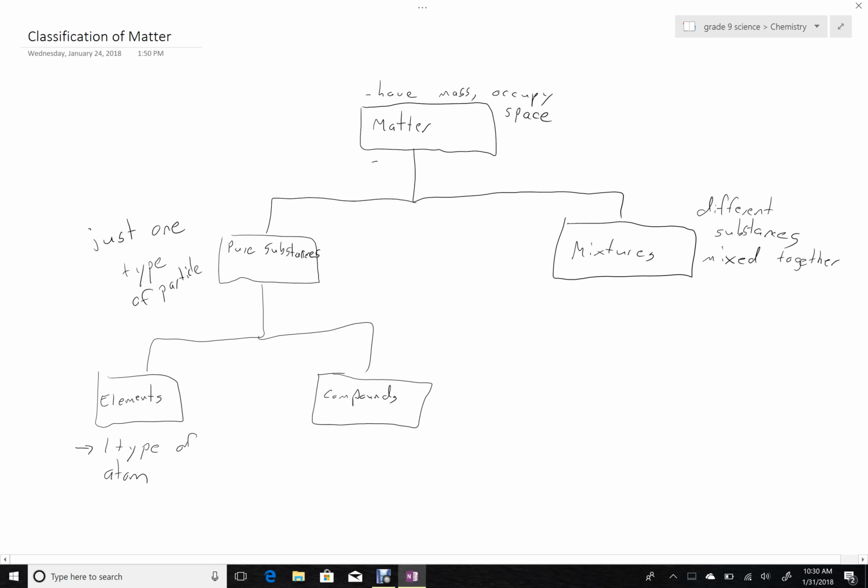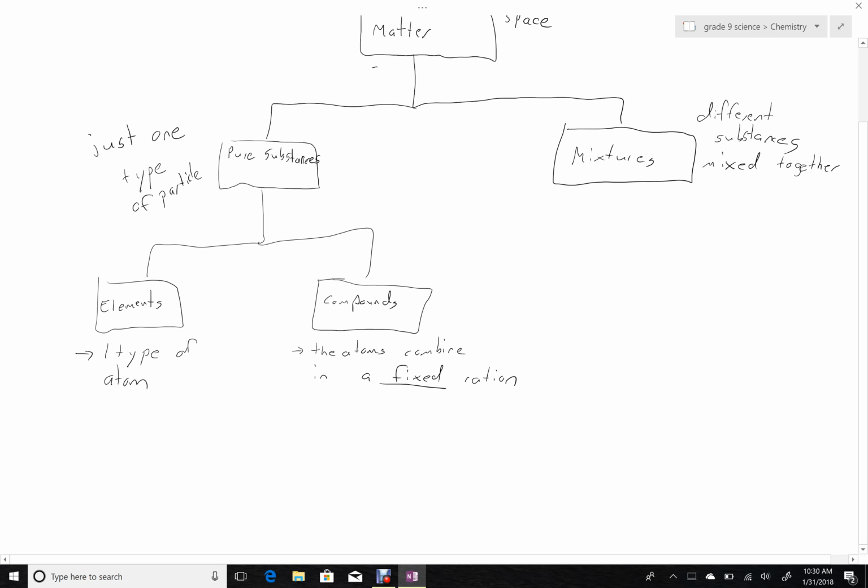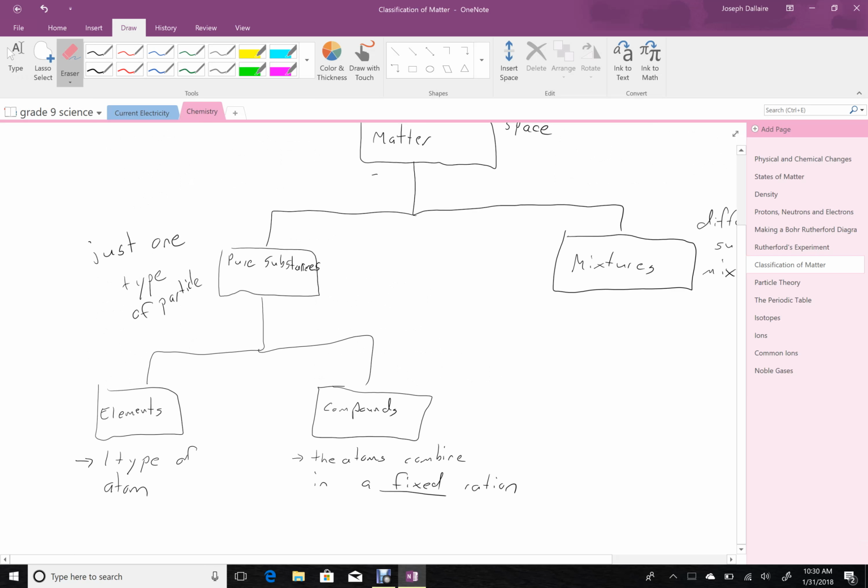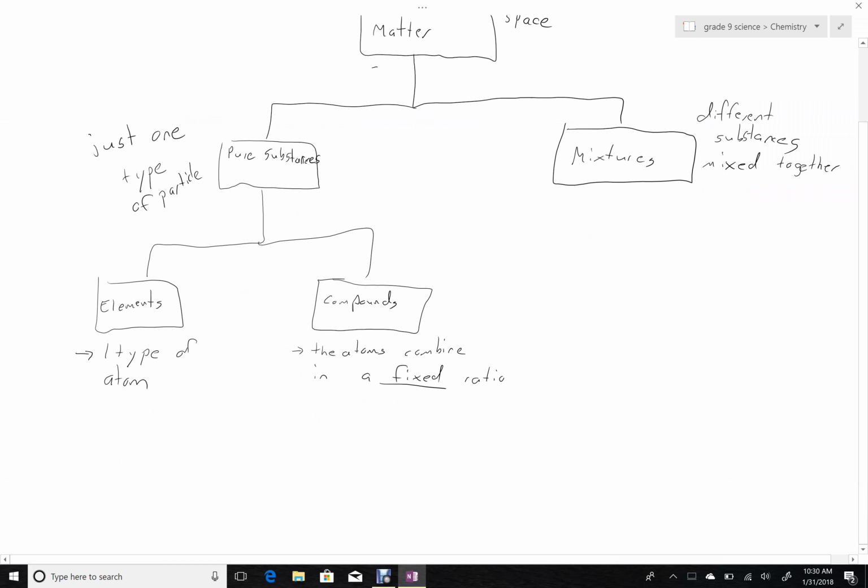The definition for compound is a little bit tricky, but there's a reason it's defined the way that it is. It says that the atoms combine in a fixed ratio. Okay. What does that mean?